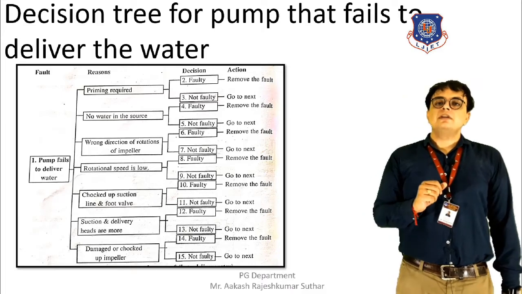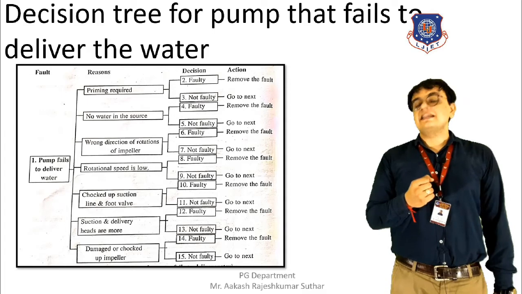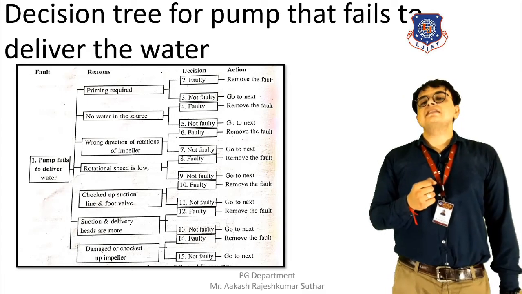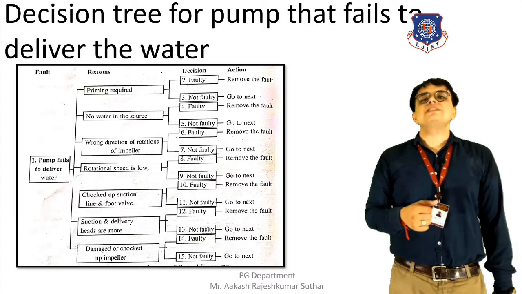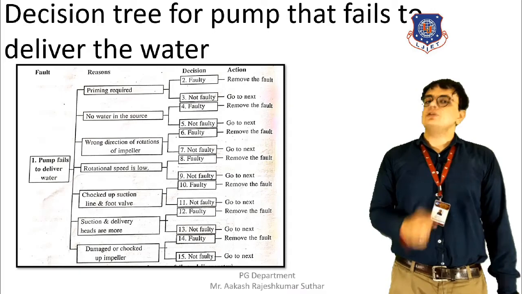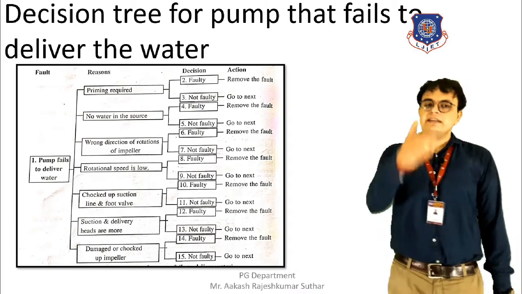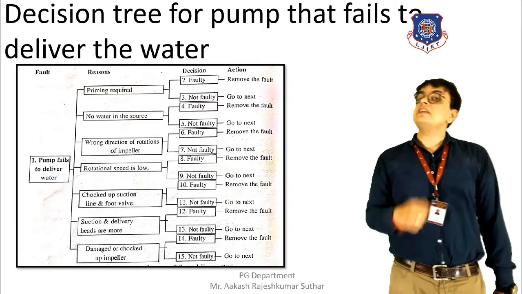But if water is being found in the source and this reason is not faulty, then in the activities corresponding to this decision we should write move towards the next reason. Go to the next reason. The next reason is wrong direction of the rotation of the impellers.